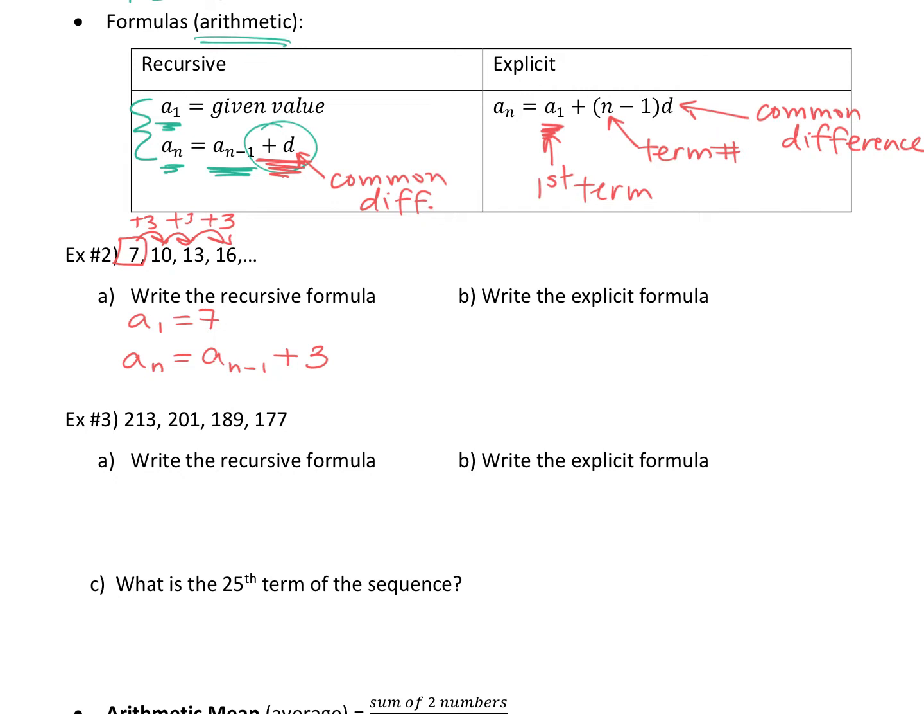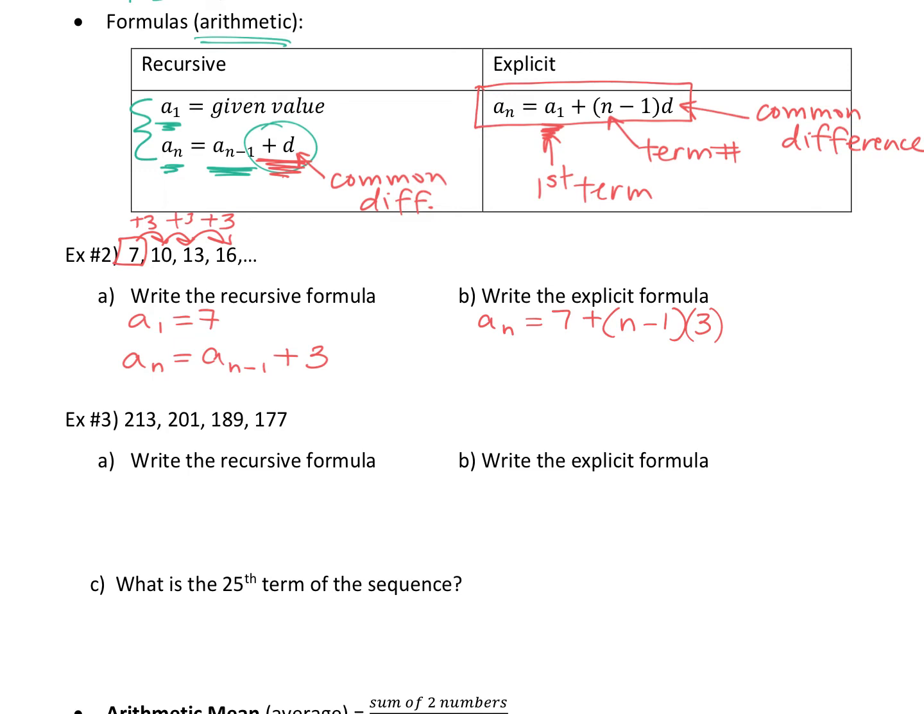Okay, so that's the recursive formula. The explicit formula, if we plug it into this, okay, it's going to be a sub n equals what? 7, our first term, plus, it's just the formula. Whenever they ask for the formula, n stays put. So don't try to plug a number in for n right now. n is our unknown, it's our variable, it's our placeholder. Times what? 3. The common difference, which is 3.